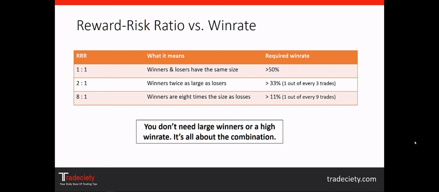Let's take a look at the 8:1 reward to risk ratio, where your winning trades are 8 times the size of your losses. So out of every 9 trades, you only need one winning trade to break even, which means you only need a win rate of 11%, and that should be quite obtainable. Although it can be more hard on the emotions, as I said before, when you have long periods of losses and you just need one winning trade to break even, it is not generally recommended for the beginning trader, but that is a different story.